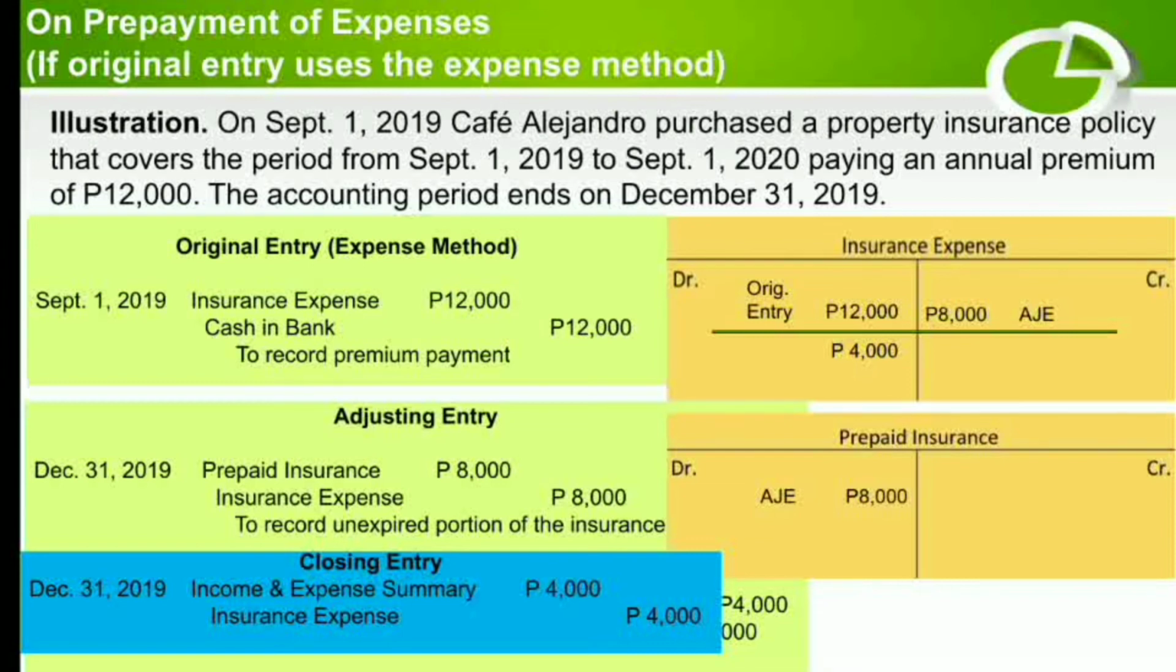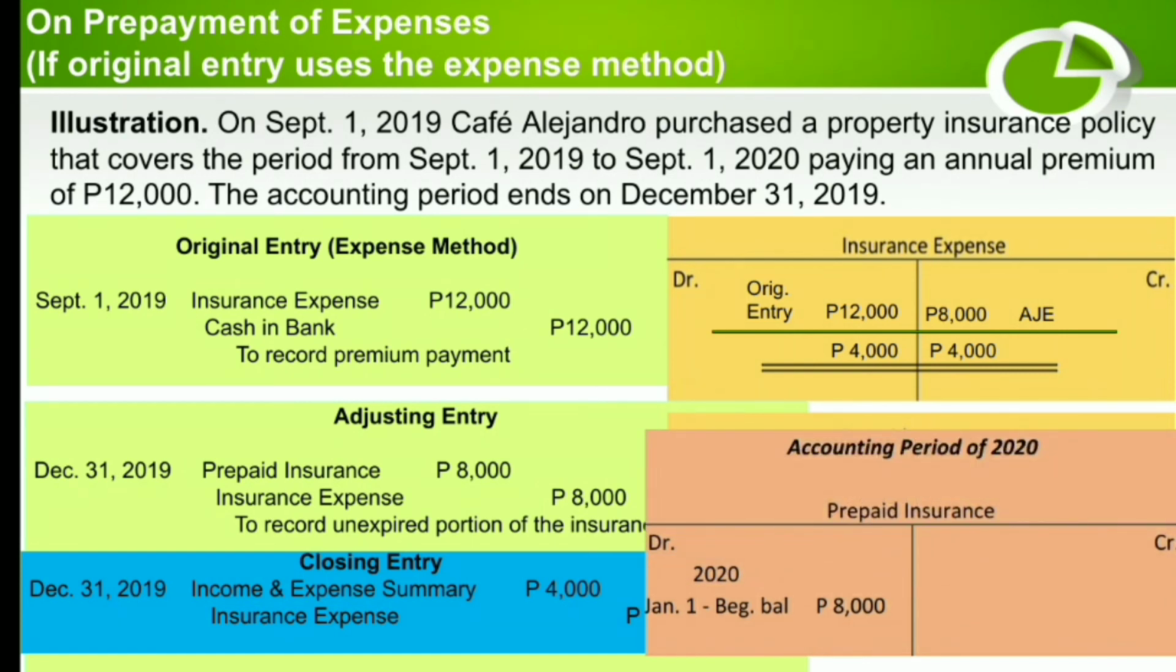And then for the insurance expense of 4,000 pesos, it will be posted here in the insurance expense account. So we have here the 4,000 credit. And at this point, the insurance expense is now a closed account. While the insurance expense is closed, the prepaid insurance, being a real account or a balance sheet account, is left open with 8,000 pesos debit balance at the end of the accounting period. And then in the next accounting period, which is in the year 2020, the debit balance of prepaid insurance at the end of the accounting period will be forwarded to the new ledger account of prepaid insurance in the year 2020 as the beginning balance.